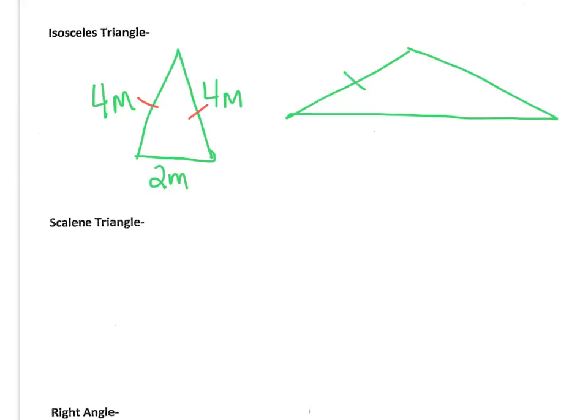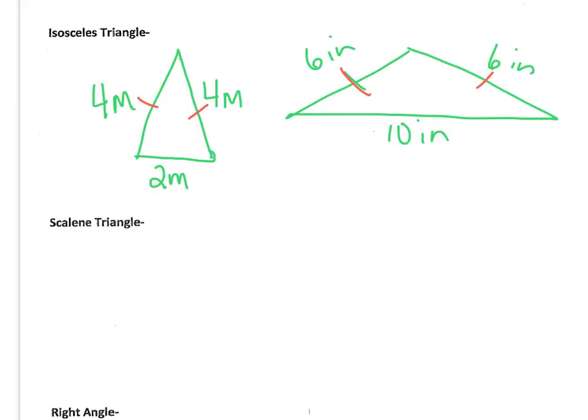Okay, maybe this is 6 inches, and this is 6 inches, and this is 10 inches. And if that's the case, then that would be an isosceles triangle because this side and this side are the same. So isosceles triangles are triangles where two of the sides are exactly the same length.